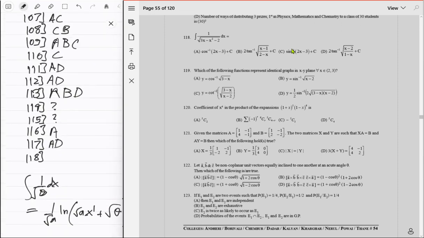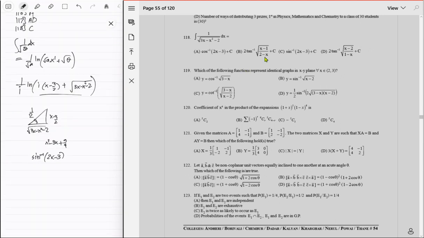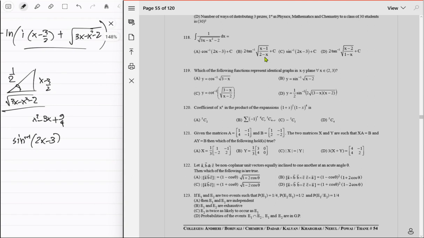So c is correct. What else is there? But this should have been okay. What are you all putting in tan inverse? x minus 2 upon 2 minus x, something. Do its solutions have anything? Do you know?